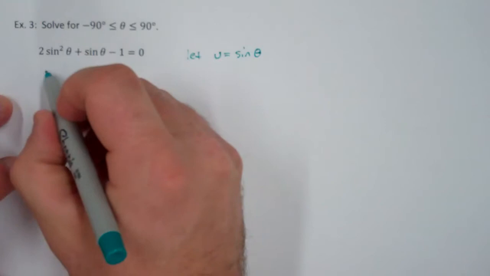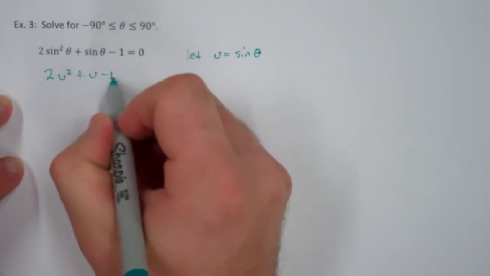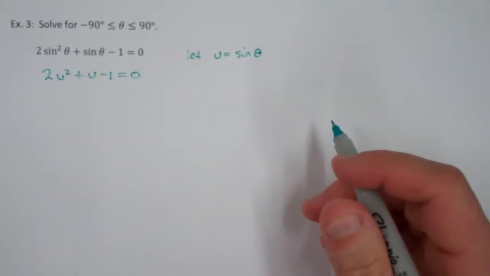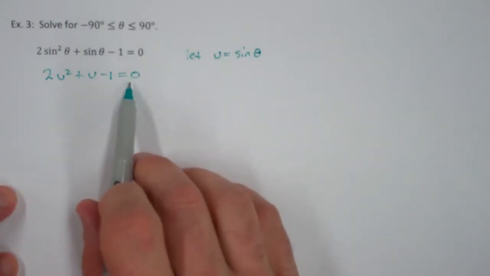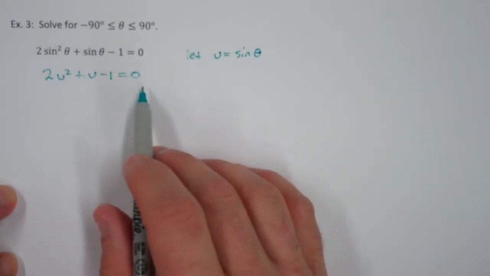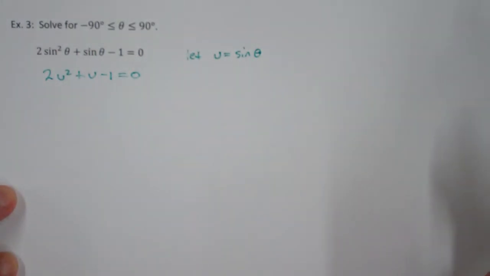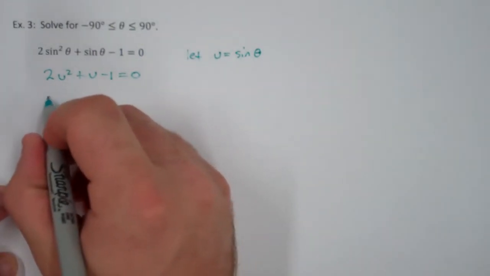Here's what would happen. We'd have 2u squared plus u minus 1 is equal to 0. A nice little quadratic. And you know, I hope by now, that you need to factor this thing to be able to solve in this case. If this u squared wasn't here, well then we could just add 1 and divide by 2 and square root and we'd be good. But we do have this u here and that's going to be the problem for us. So let's see if we can factor this.